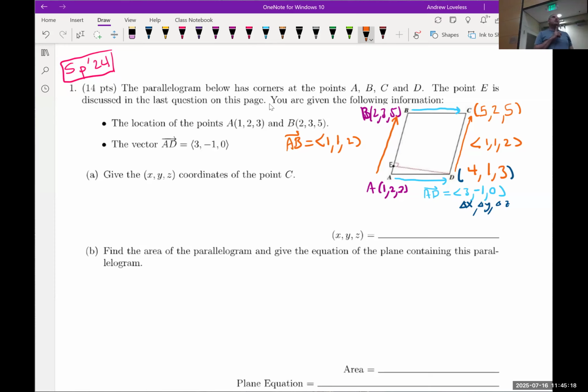Any questions on that piece? That kind of affects lots of things. And sometimes we don't realize we have everything we need. Okay, so part A was what is the point C? Oh, and I have it already. 5, 2, 5. But that was the intention of this question, to see if you could maneuver your way around the parallelogram.